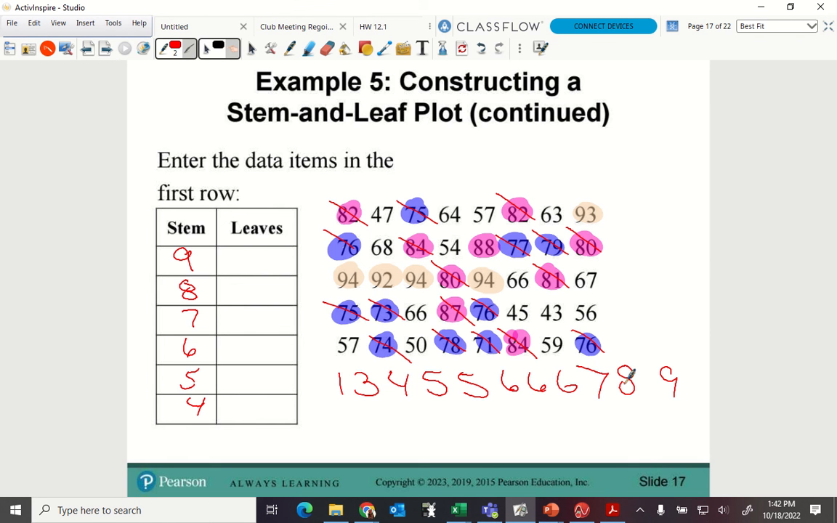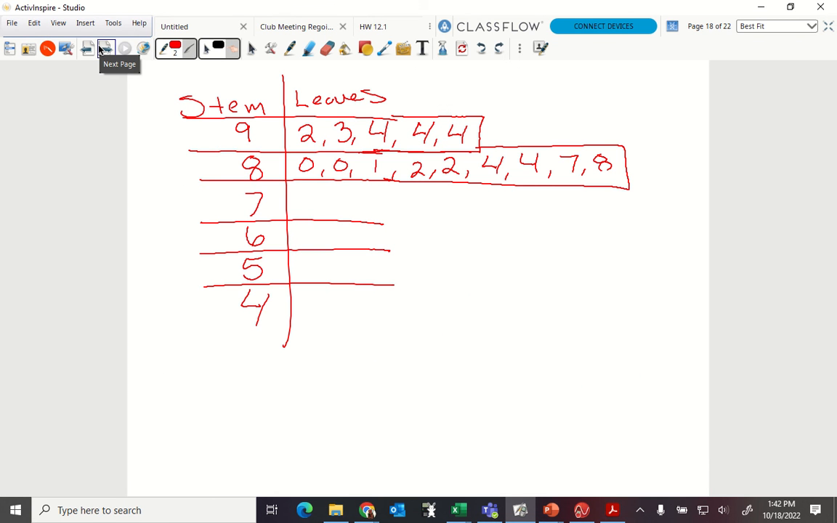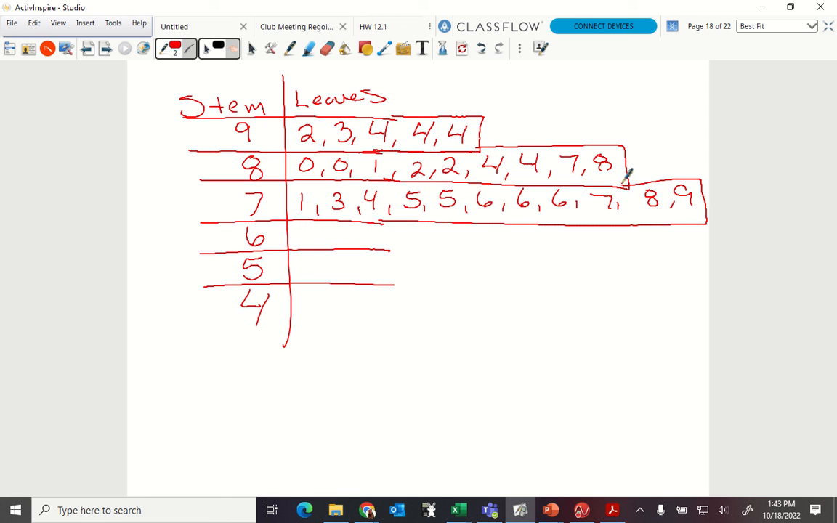Yep. So let's transfer it over here. So what were the numbers again? 1, 3, 4, 5, 5, 6, 6, 7, 8, 9. There we go. All right, I want you people right now to do, these are the smaller ones. I want you guys to do the 60s, 50s, and 40s right now by yourselves.